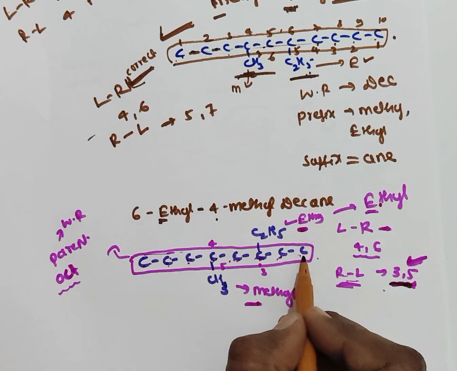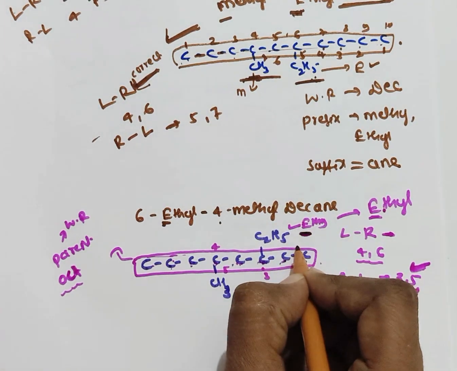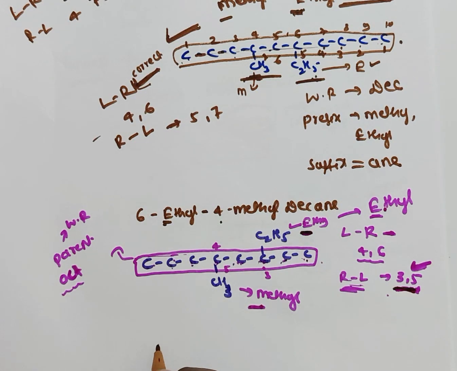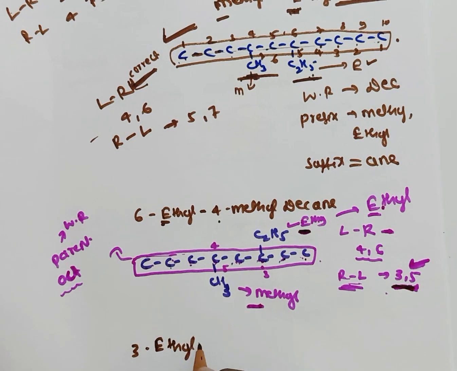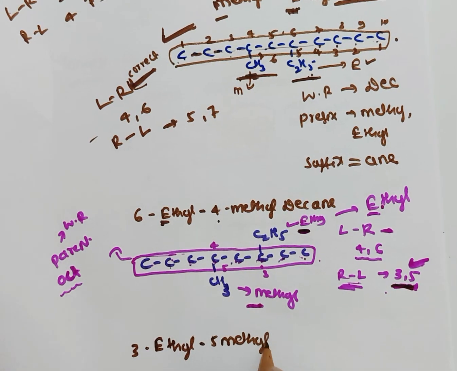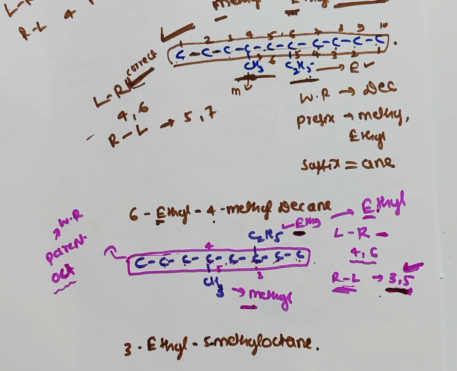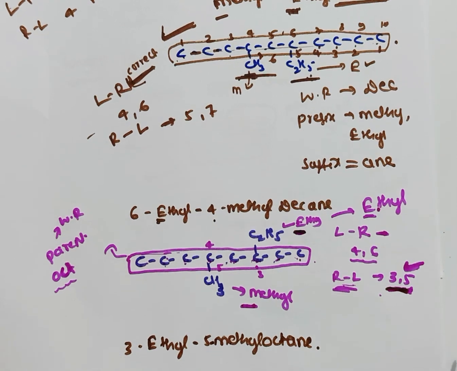Here ethyl comes first, afterwards methyl. So 3-ethyl, and 5-methyl, octane. 3-ethyl-5-methyloctane is the nomenclature of the given organic compound. Is this clear to everyone? Understood? We conclude this video with one more example.